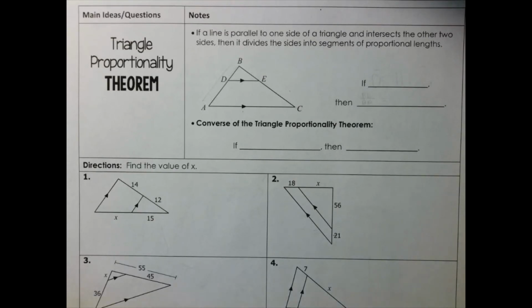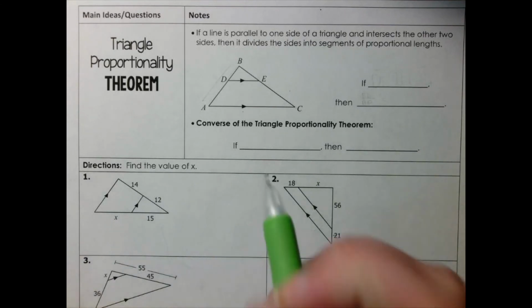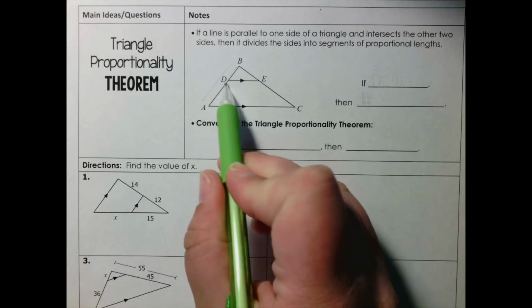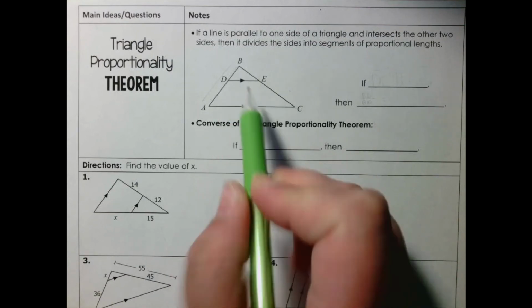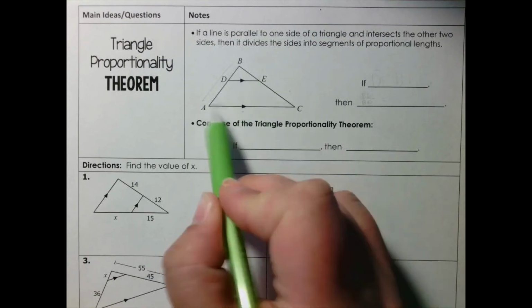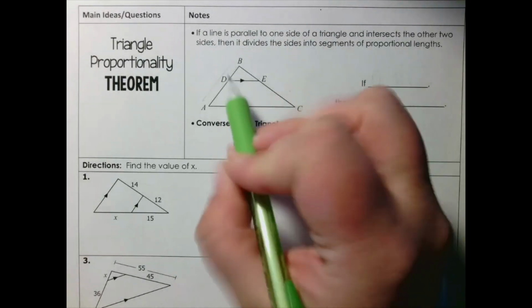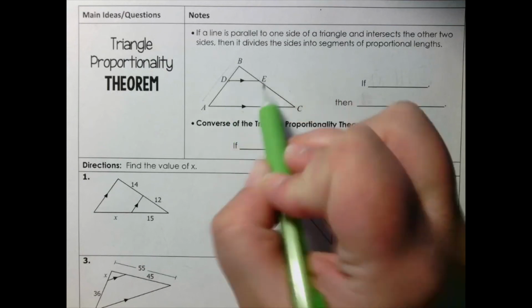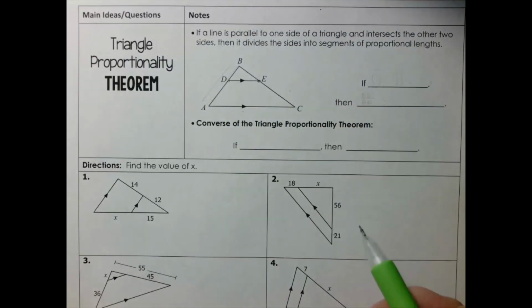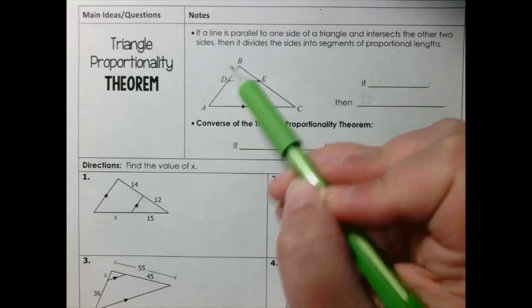Today we're going to be talking about the triangle proportionality theorem. What this says is if a line, here DE, is parallel to one side of the triangle, and it intersects the other two sides, so we have the intersection at point D and the intersection at point E, then it divides the segments into proportional lengths.